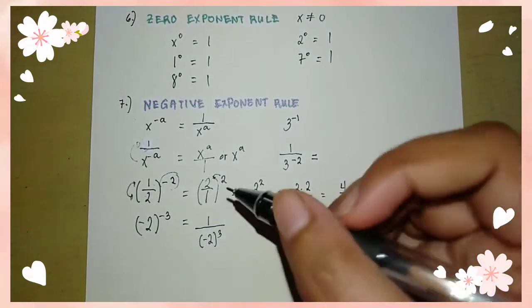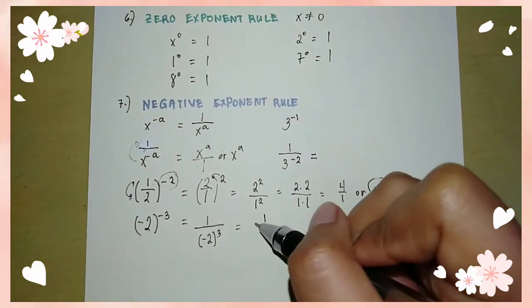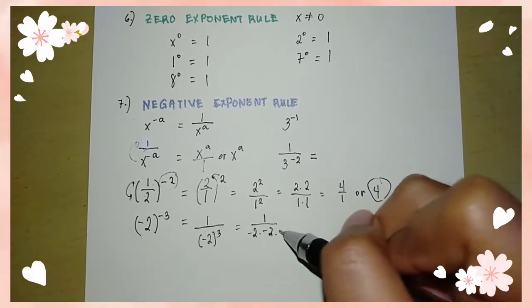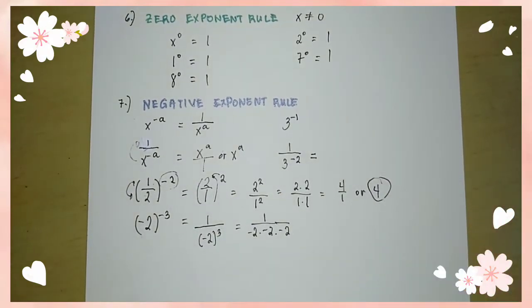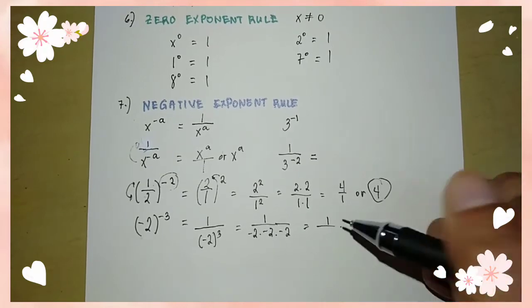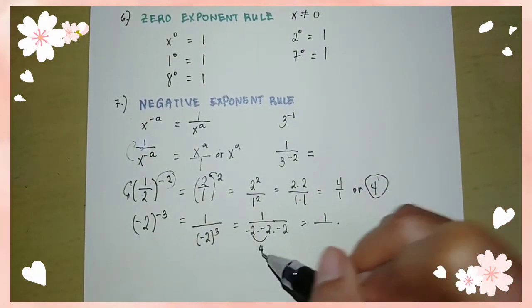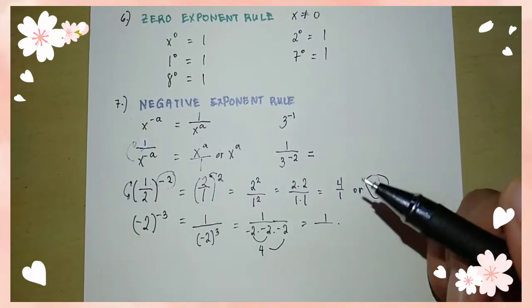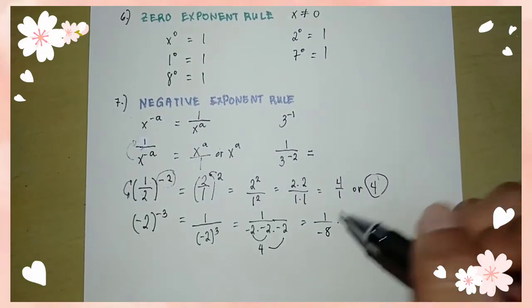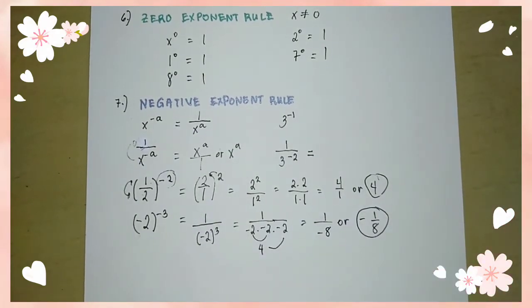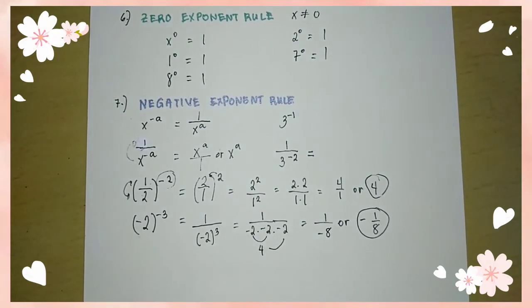Then, what you are going to do is to expand. So, we have negative 2 raised to 3. E di, negative 2 times negative 2 times negative 2 yan. Alright? And then, we have 1 over negative 2 times negative 2 is positive 4. And then, positive 4 times negative 2 is negative 8. Or, negative 1 over 8. So, yan na yung ating magiging sagot dyan. Okay? So, ganun lamang kasimple ang process ng negative exponent rule.